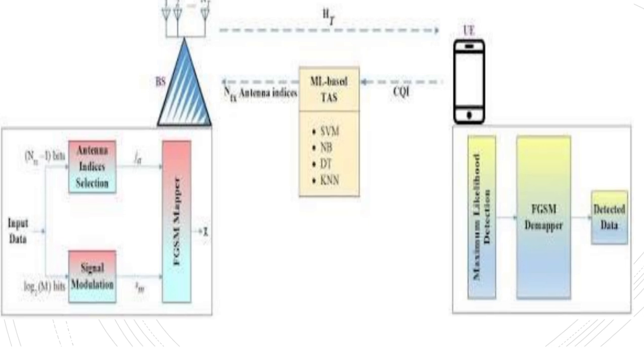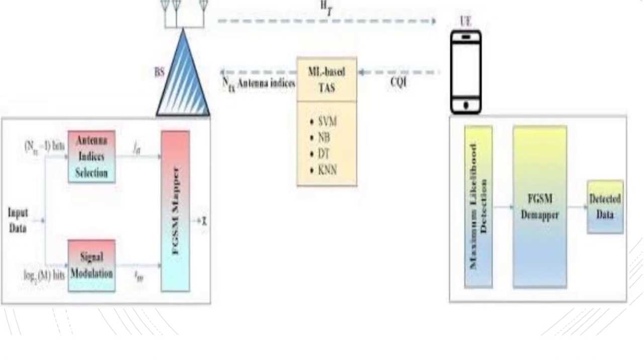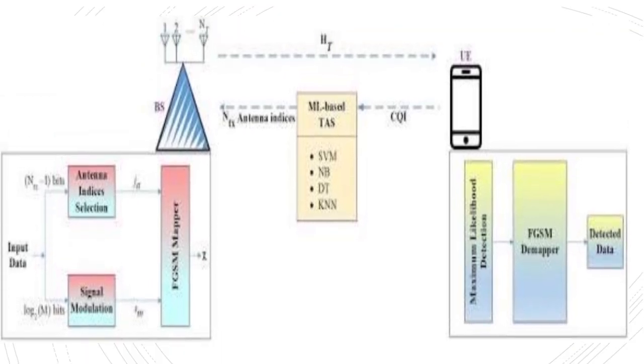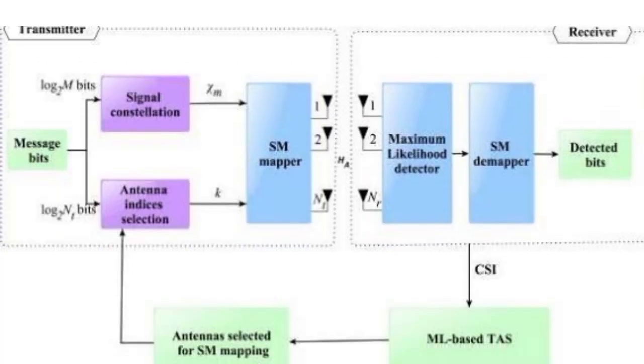Now this is a real-time case study of the maximum likelihood algorithm. At the transmitter end, they use antenna index selection and signal modulation, and out of that we need to deduce the maximum likelihood detection. For that, out of how much signal you are sending, you need to send all the information to the receiver.